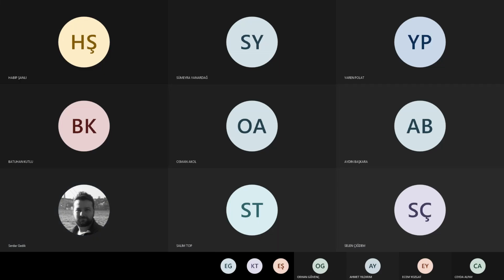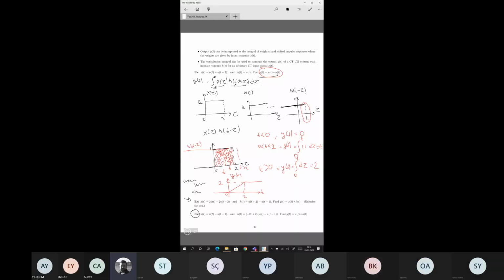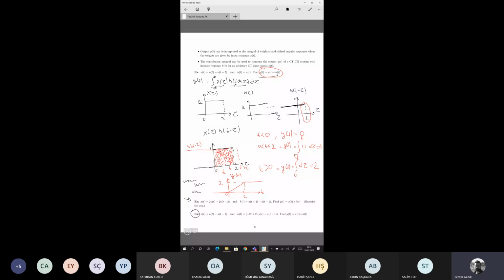So, well, today we will continue with more examples. Remember, we have defined the continuous time and discrete time convolution, and we have solved an example about continuous time convolution, so how we find the outputs for inputs to LTI systems. Today I will continue with more examples.